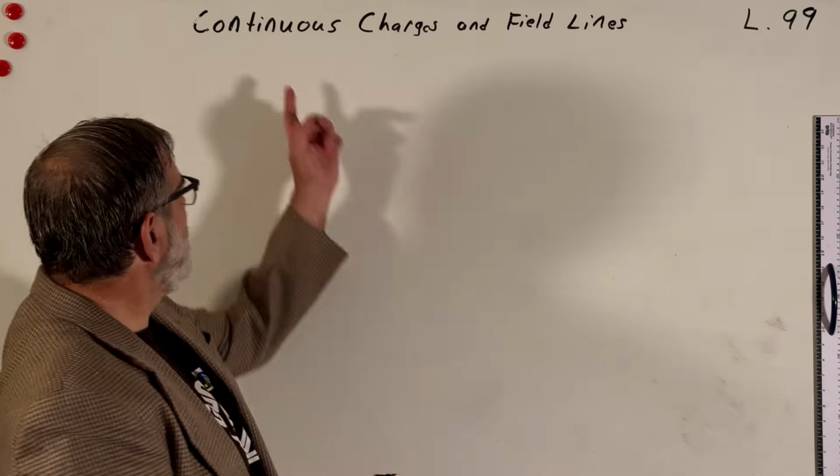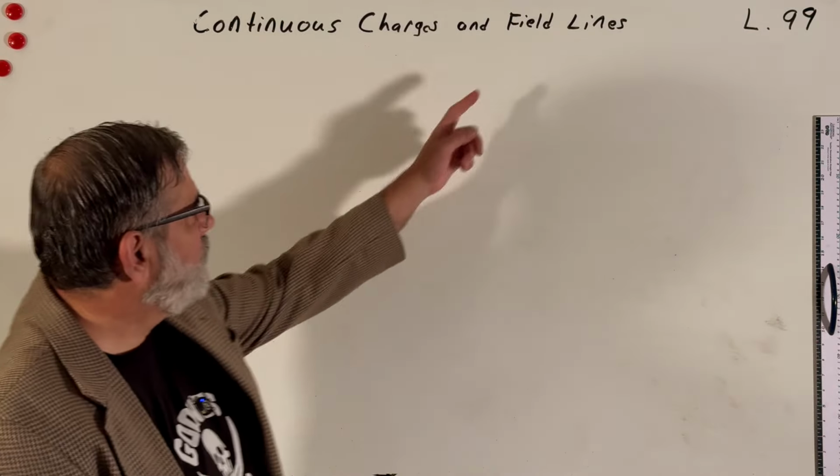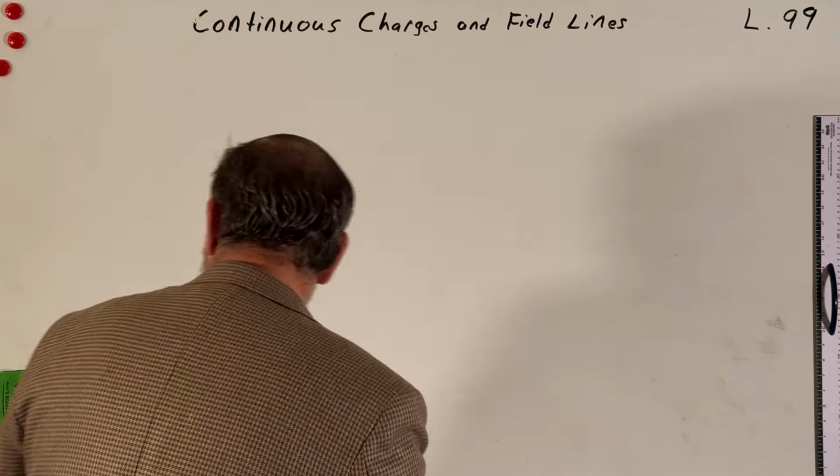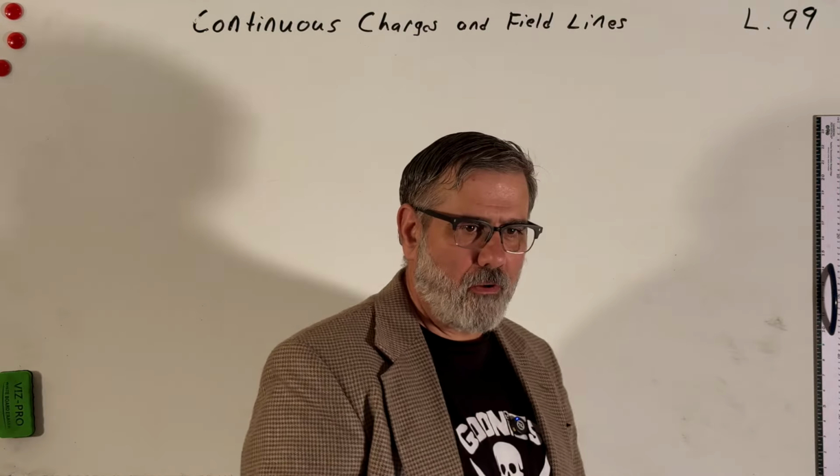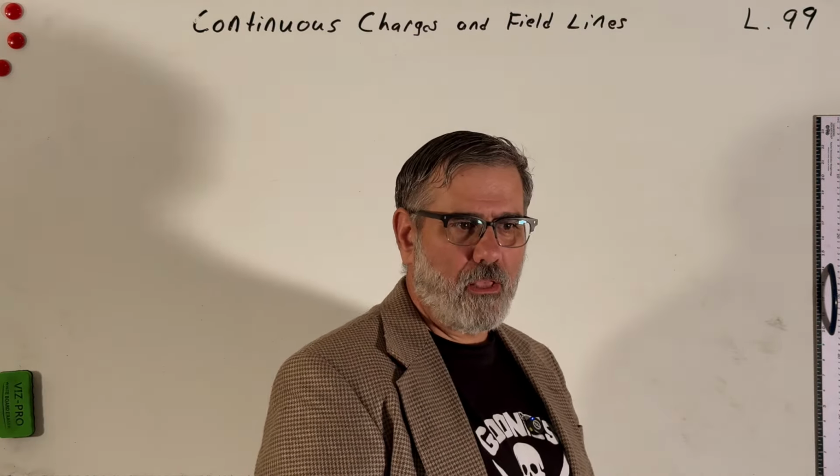Okay, so that was the continuous charge part of the lecture. Now we're on to the field line part of the lecture. And the field line thing is kind of neat, okay? It's a graphical technique to think about this.